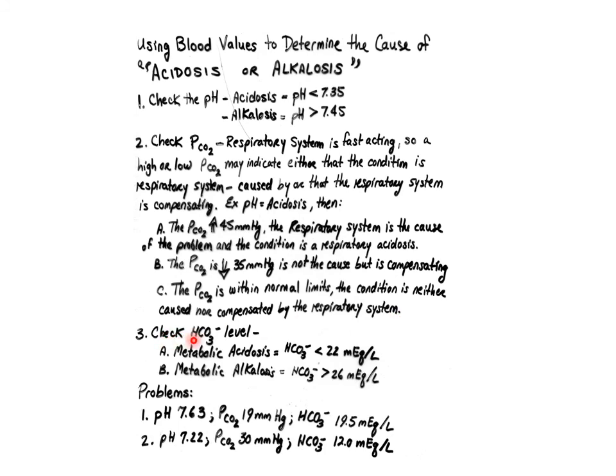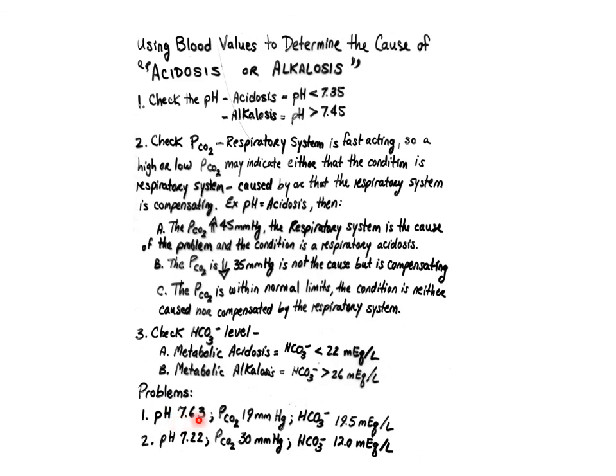Now, check the bicarb level. If it's metabolic acidosis, then your bicarb is lower than 22 milliequivalents per liter. If it's metabolic alkalosis, then your bicarb is above 26 milliequivalents per liter. So here are some problems.